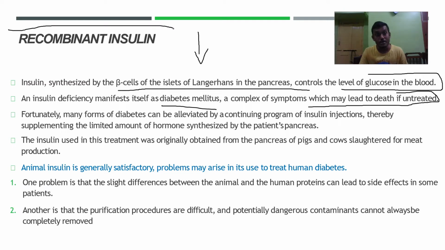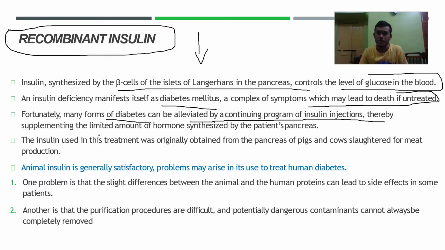So there is the concept of recombinant insulin, brought in with the help of genetic engineering, so that we can sort this problem in a better manner. Fortunately, many forms of diabetes can be alleviated by continuing programs of insulin injections, thereby supplementing the limited amount of hormone synthesized by the patient's pancreas. Insulin is not available in abundance, so we do not always get it. The concept of recombinant insulin has been brought in so that the human pancreas or gut can synthesize it.